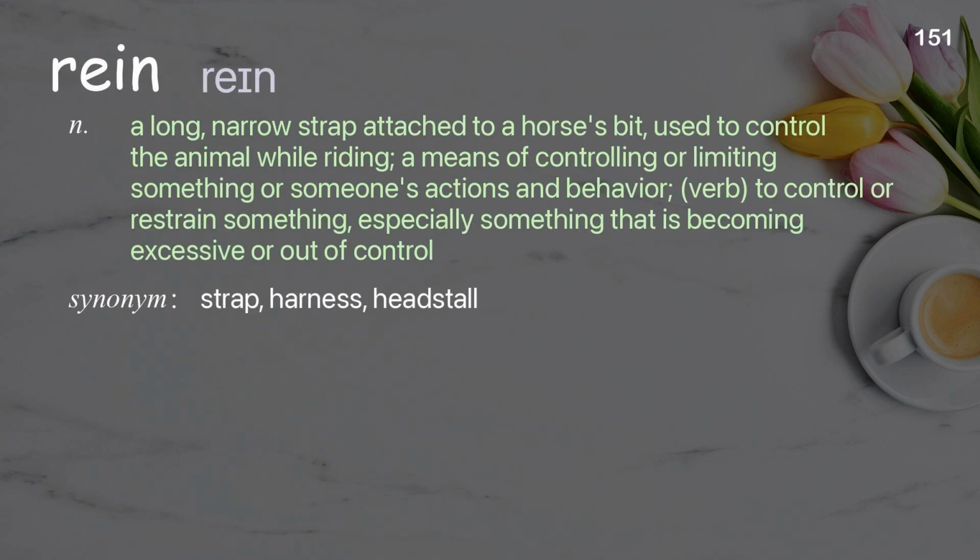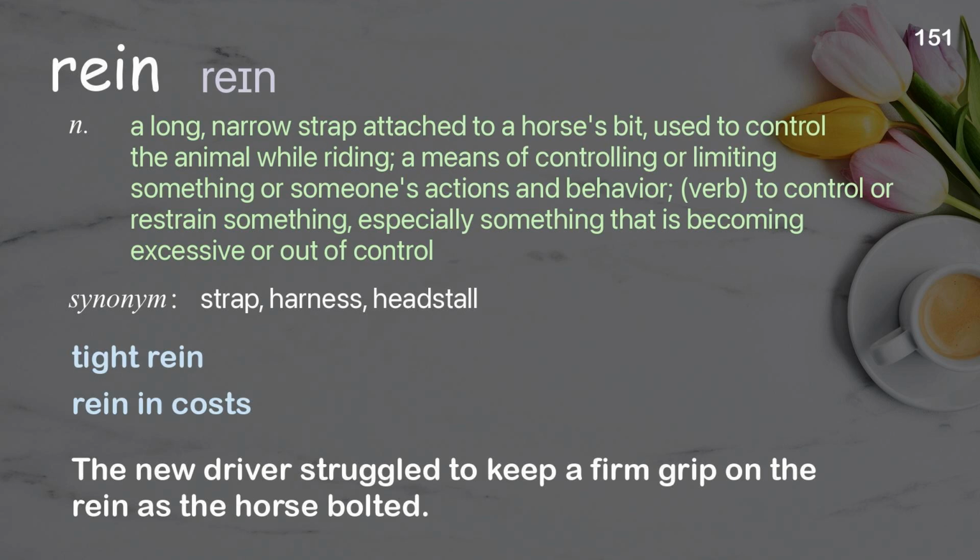Rein. A long, narrow strap attached to a horse's bit, used to control the animal while riding, a means of controlling or limiting something or someone's actions and behavior. Verb, to control or restrain something, especially something that is becoming excessive or out of control. Examples: Tight rein. Rein in costs. The new driver struggled to keep a firm grip on the rein as the horse bolted.